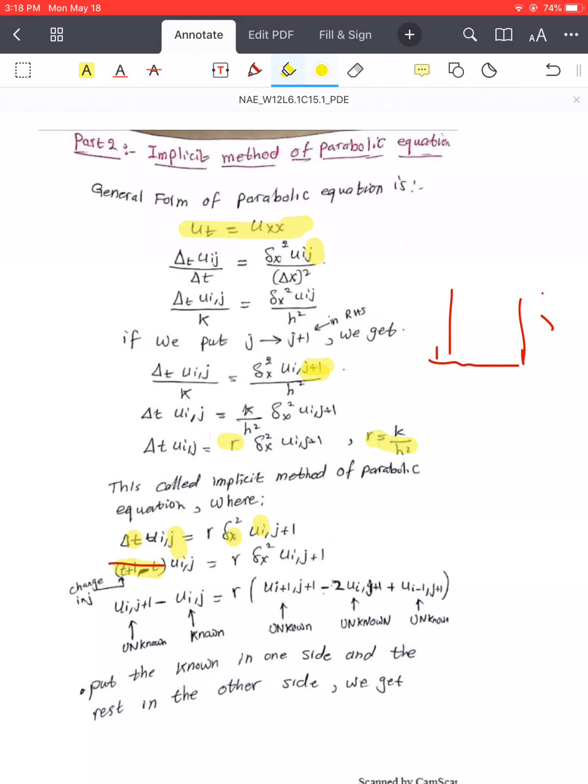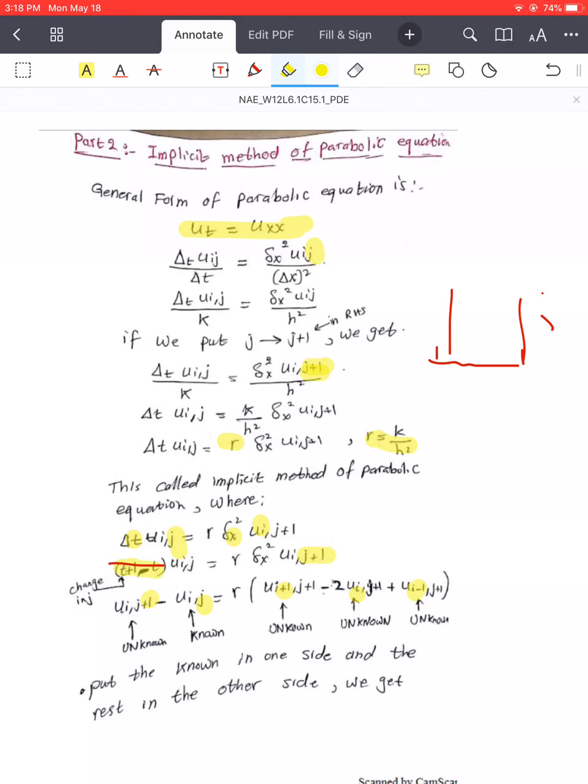So when you apply it with respect to i, you can see i plus 1, i minus 1. But all of them remain as they are here, at j plus 1. On the left hand side, because of delta t, we keep i as it is, and this is forward j, and this is j plus 1. This is it.